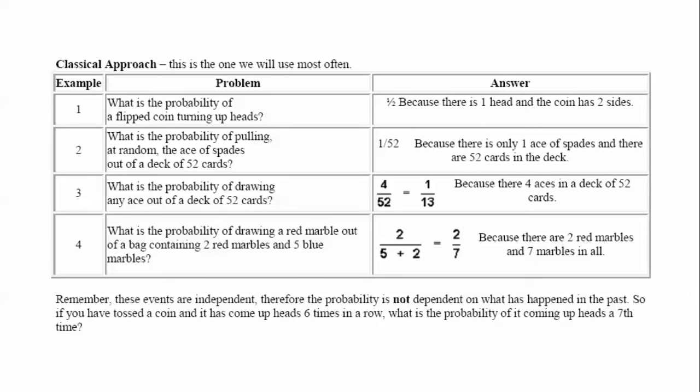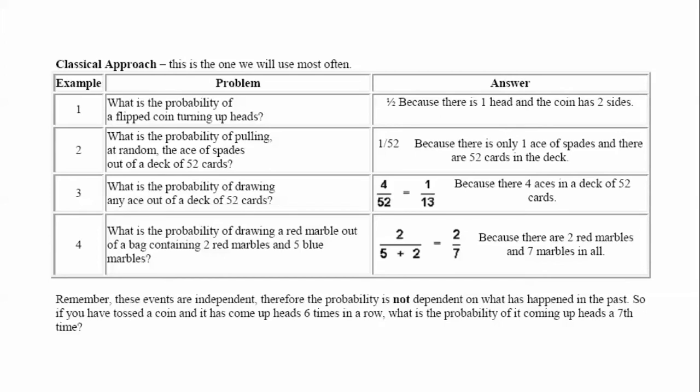Now, some will argue that it could land on its side, but the probability of that happening is so small that we could consider it negligible. So we assume that the probability of either a heads or a tails is 1/2 because there are two sides and it can only happen one of two ways.